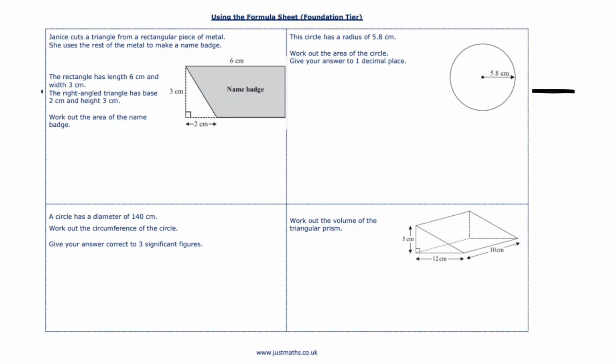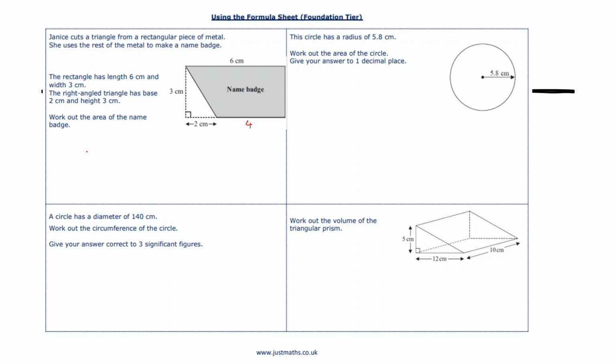Okay, so the first half of this sheet is all based around the perimeter, area and volume formulas. So the first one, this is actually a trapezium. The badge is going to be a trapezium. We haven't been given the full dimensions of the badge, but we can work them out fairly easily. If this length here is 6, this length here must be 4.